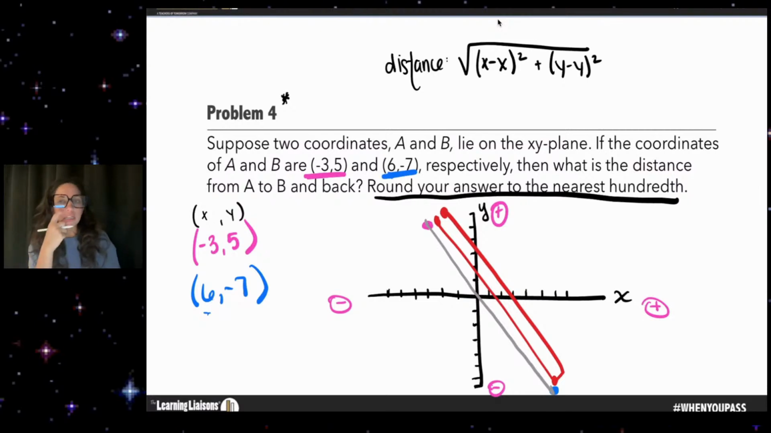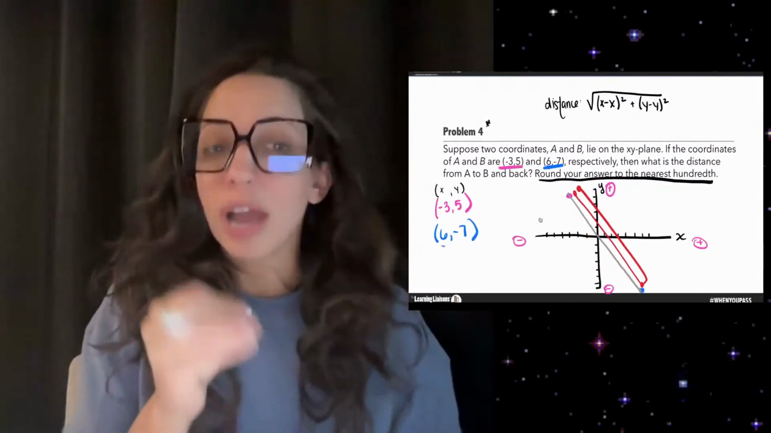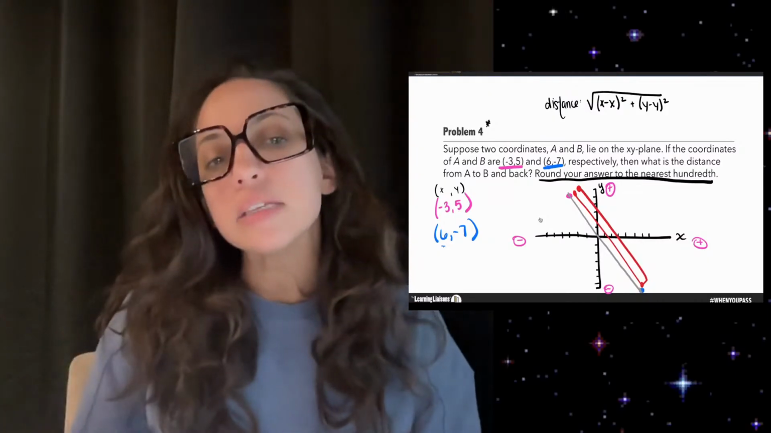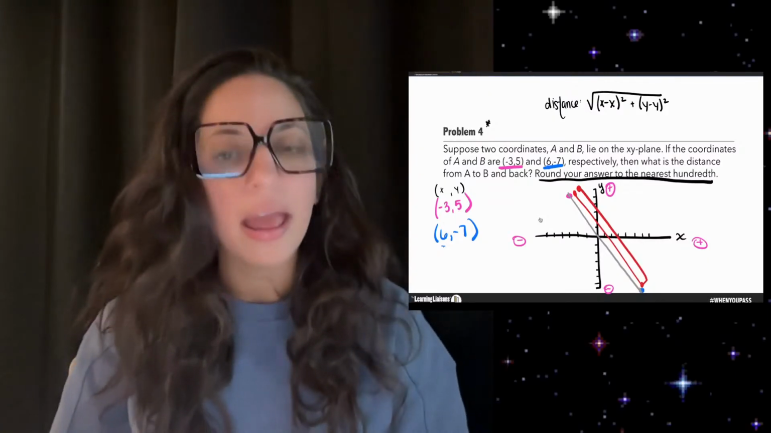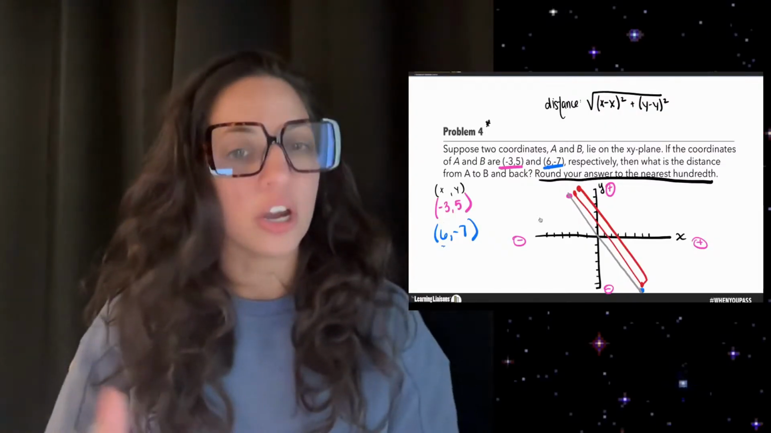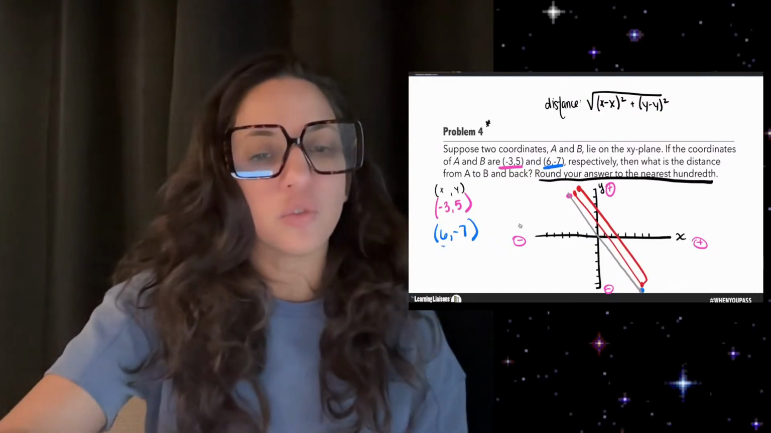So now all we need to do is use this formula to find this distance and then multiply it by 2 because we're doing it 2 times. Now, keep in mind, some of you are going to try to count this distance on a coordinate grid. Counting it is going to be incredibly inaccurate because we are not going vertically or horizontally on a coordinate grid. So we really do need to use this distance formula.